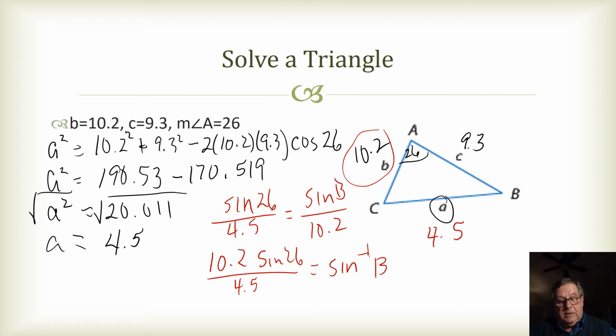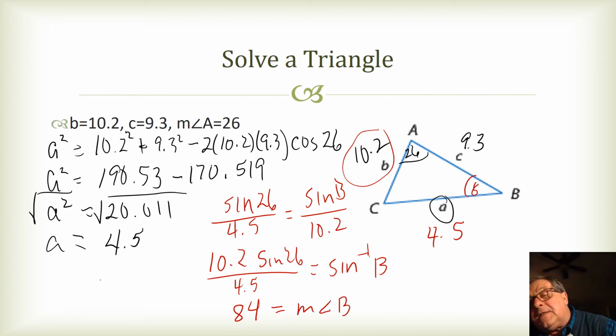So let's say I'm going to get the inverse sine up here, and we're going to divide it by 4.5, enter, 83.5. We're going to round that to the nearest degree, and so the measure of angle B then is 84. So we have found that this is 84.